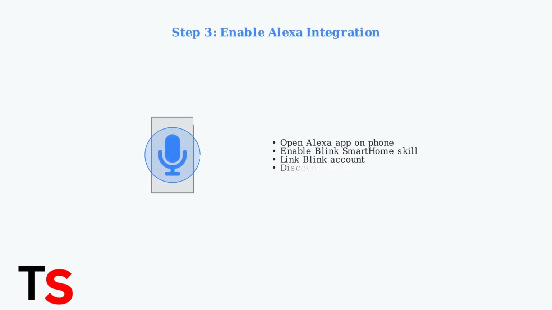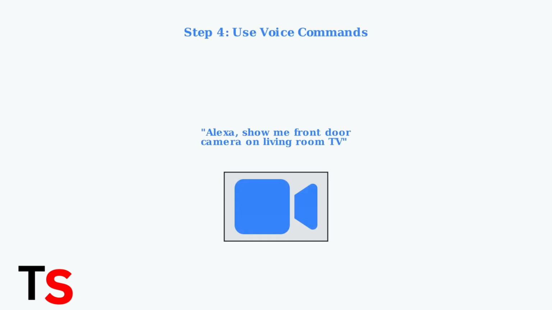Enable the Blink Smart Home skill in the Alexa app on your smartphone. Link your Blink account and discover your devices. This integration allows voice control of your camera feeds. Now you can use voice commands to view your camera feeds. Simply say, "Alexa, show me camera name on TV name" to display the live feed on your television screen.